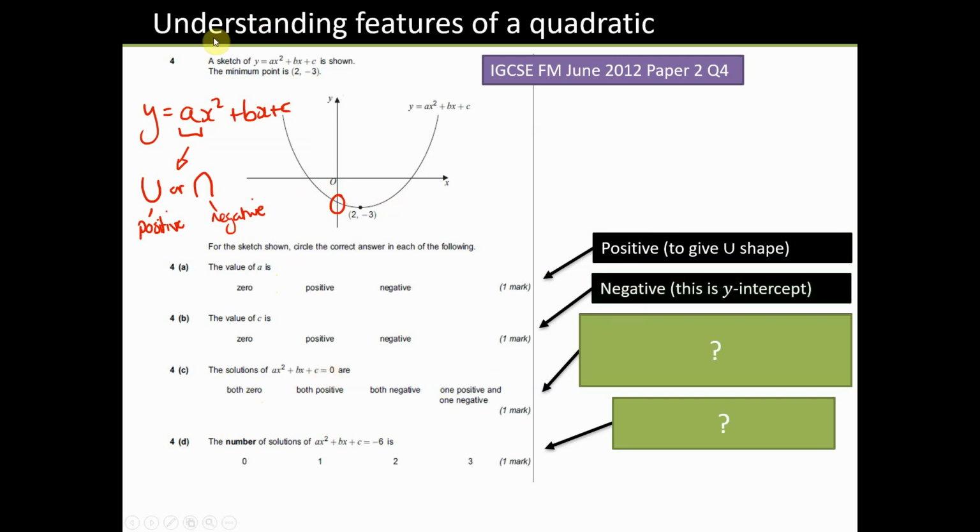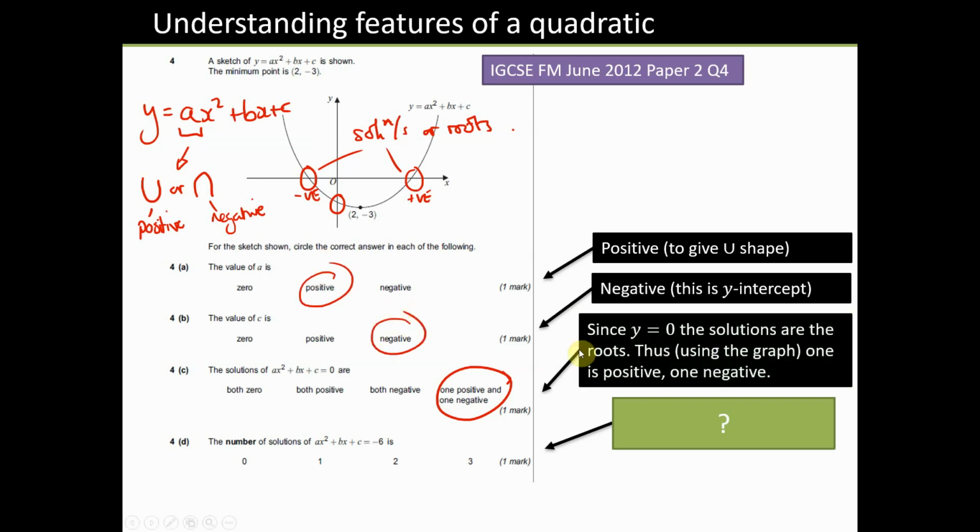The solutions to this equation are both 0, both positive, both negative, or one of each. Well, our solutions are here and here. Remember, solutions and roots are interchangeable, they mean the same thing. When I write that SOL and then with an N on top, that means solutions. Well, we've got one in the negative and one in the positive, so it's one of each. I should really be circling this, shouldn't I? So what did we say for this? Positive, negative, it's one of each.